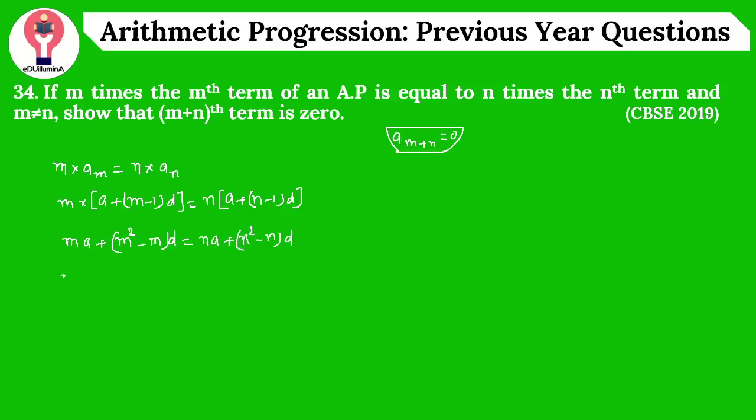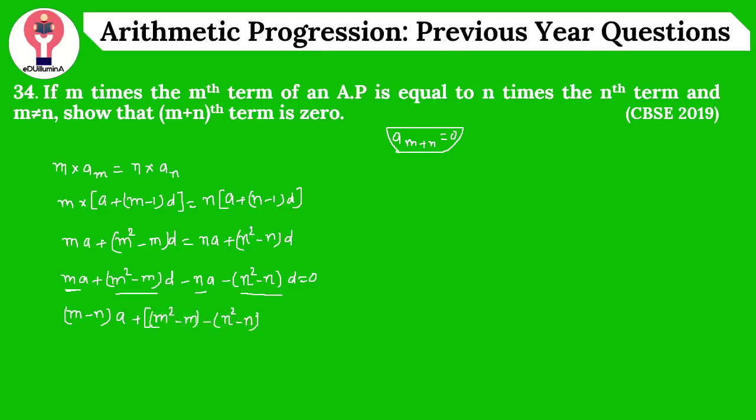We take all the terms to the left hand side. So m a plus m square minus m into d minus n a minus n square minus n into d equals 0. Now m a minus n a, from here a comes common, so m minus n into a, plus m square minus m into d and n square minus n into d, from these d comes common, so we get m square minus m minus n square minus n, and d common, is equal to 0.